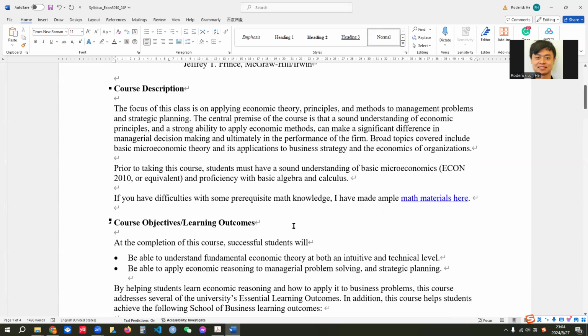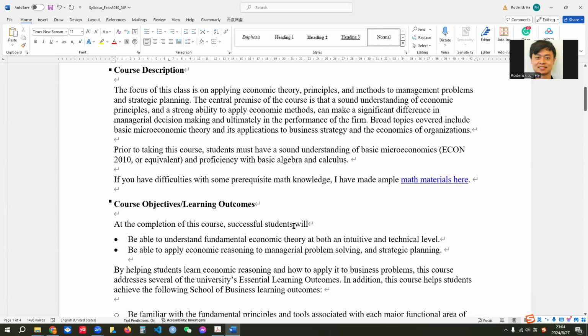And what is this class? This class is about application. We're applying economic theory, principles, and methods to management problems and strategic planning for the operation of firms. So the class is centered on developing a sound understanding of economic principles and a strong ability to apply economic methods, and also helping you make a significant difference in managerial decision making and in the performance of the firm. We help to develop this kind of entrepreneurship in you by fostering your economic insights.